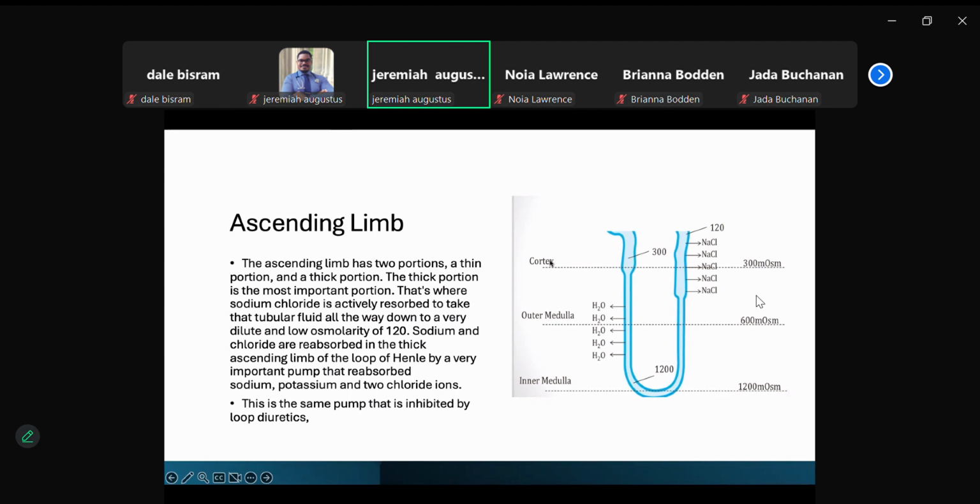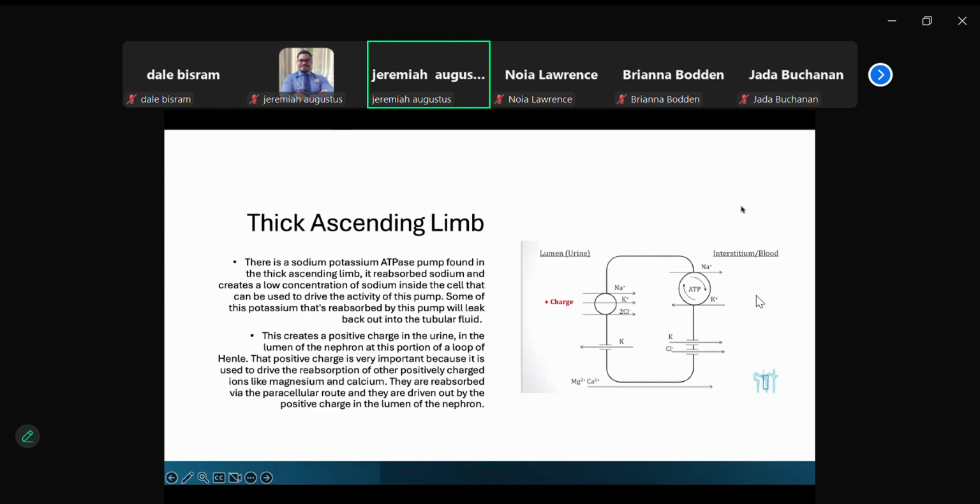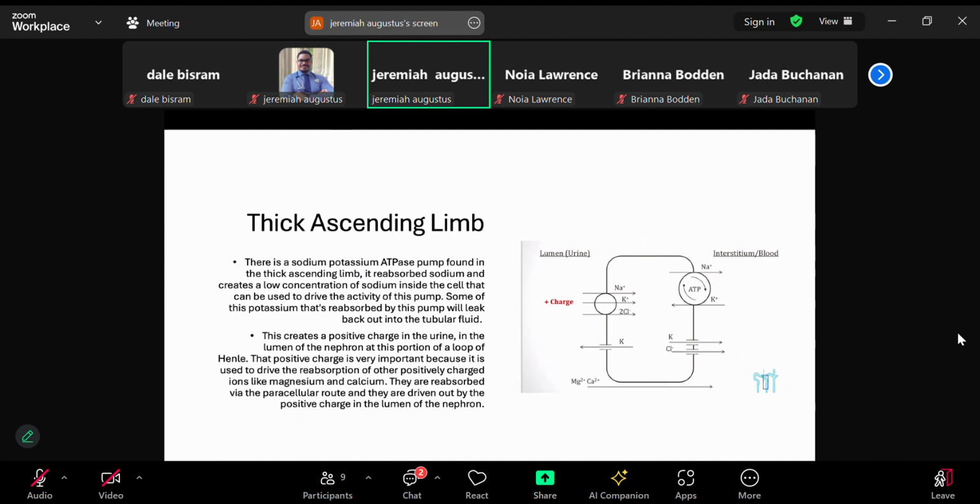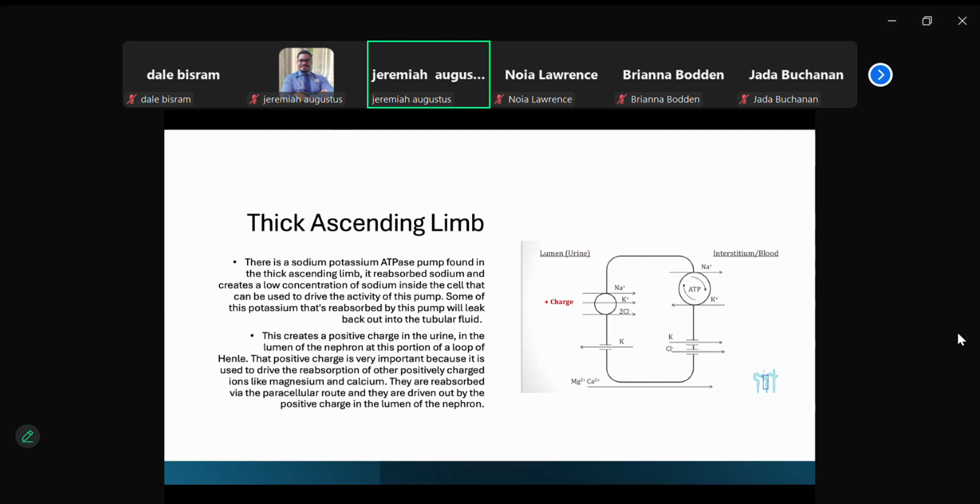Right. So now, at the top, in the thick ascending limb, there's a sodium, potassium, and 2 chloride transporter. This is the pump that our loop diuretic works on, right? Because when you have a loop diuretic, it works on this and is going to cause you to waste the sodium. However, this is not where you lose potassium. Remember, you have a risk of losing potassium, but it's not at this step.